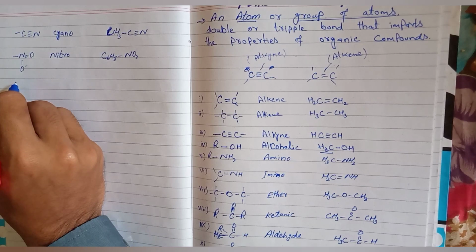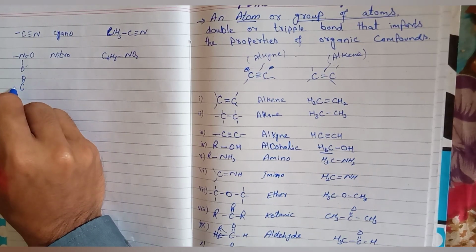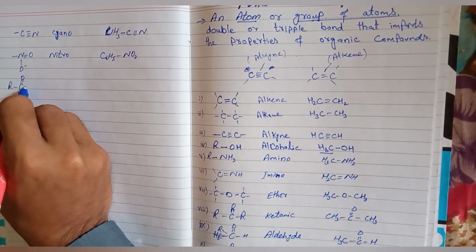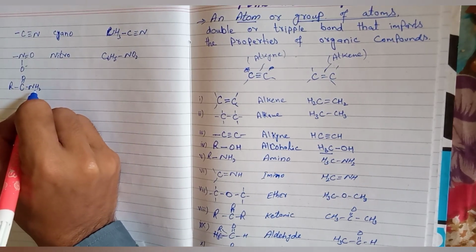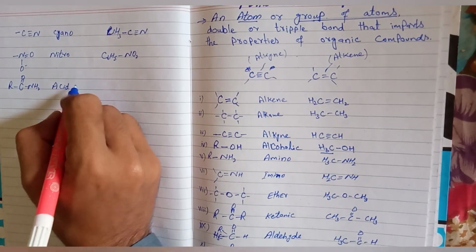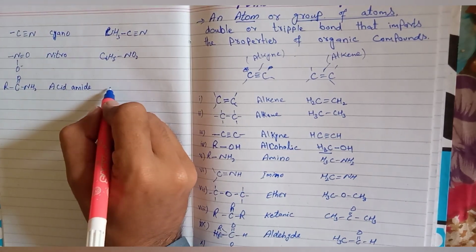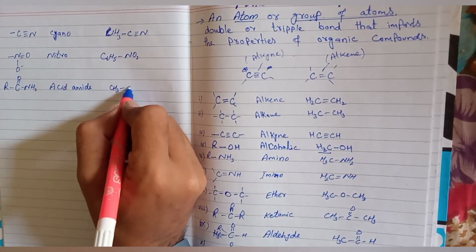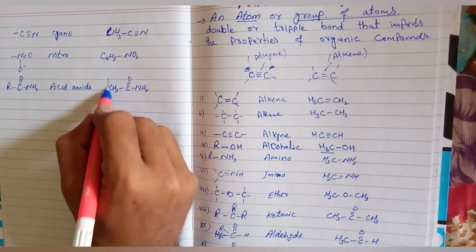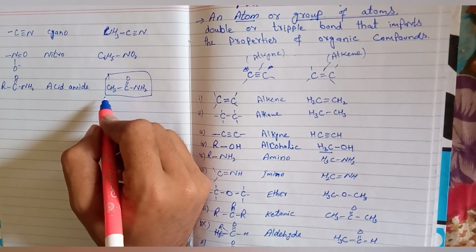Next, the last functional group is acid-amide. This is a carbonyl functional group. If the carbonyl has an alkyl group on one side and an NH2 group on the other side, this functional group is called amide linkage and is named acid-amide. The example of acid-amide is CH3, carbonyl group and NH2. This functional group is present in all amino acids. That's why amino acids are called polyamides.